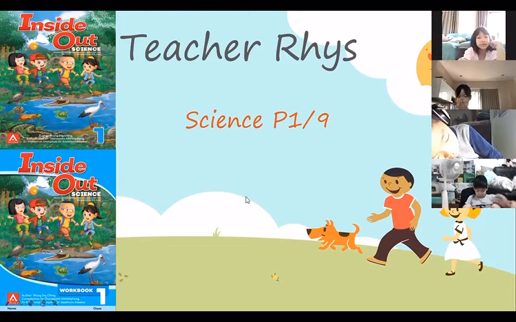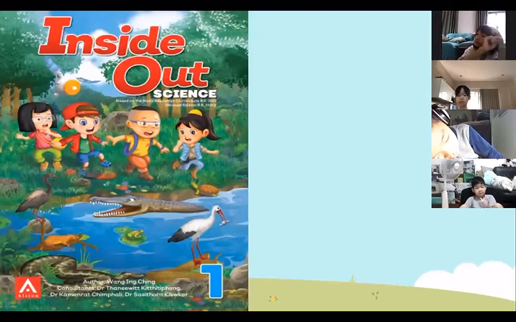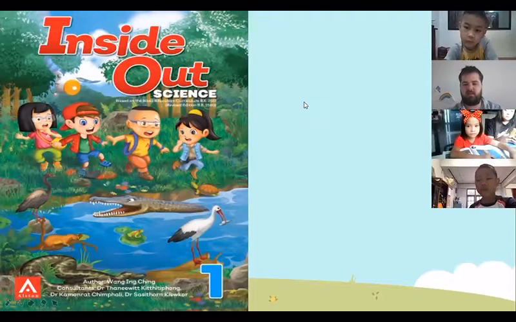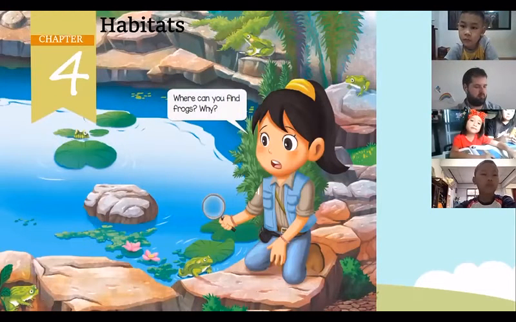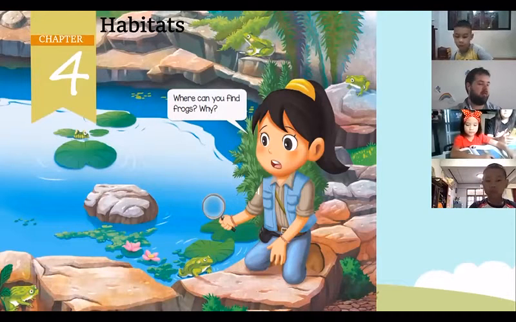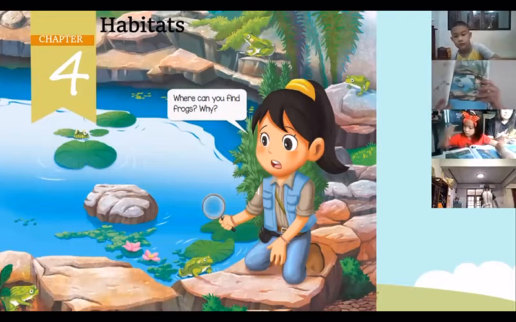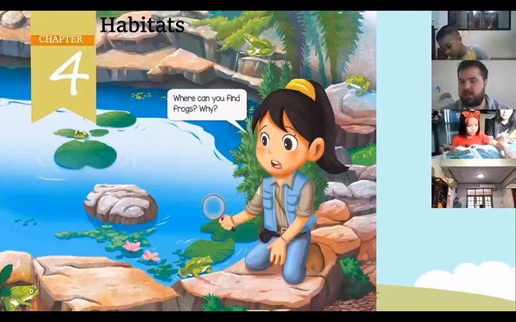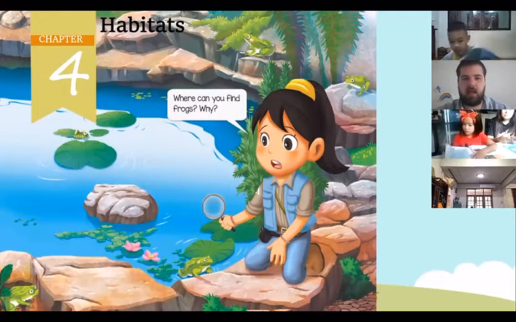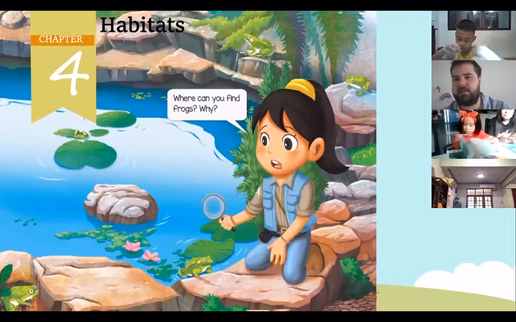Okay, let's get started with our science. So first thing, I would like you to get your science textbook. We are going to page... Let's have a look. Oh, we're starting. I want everyone to first have a look at page 43. We're learning about habitats.